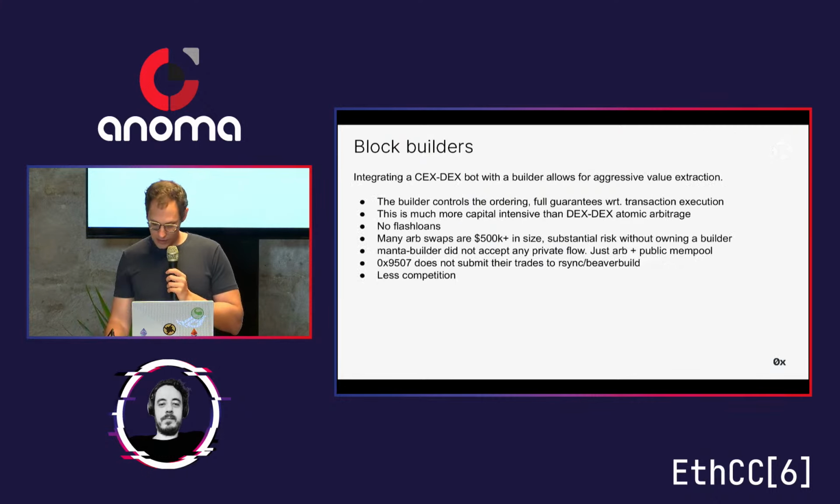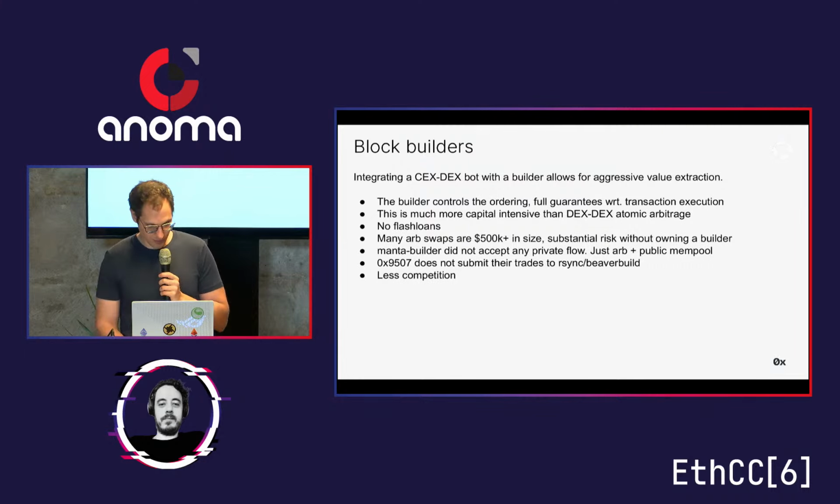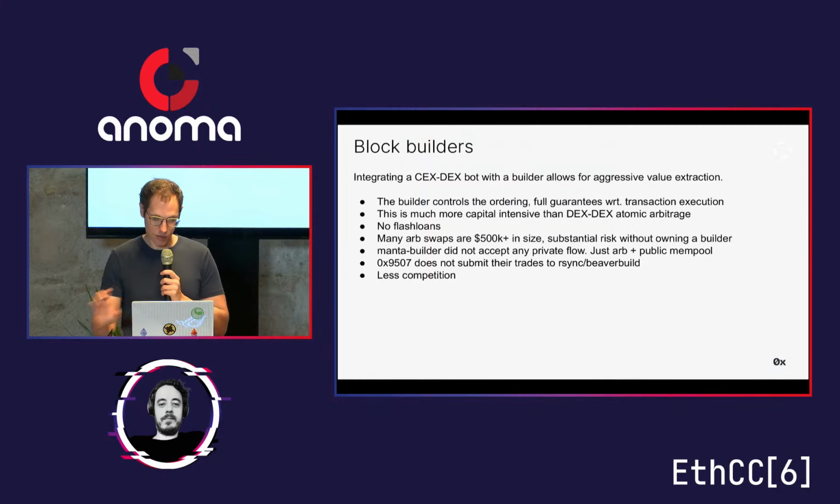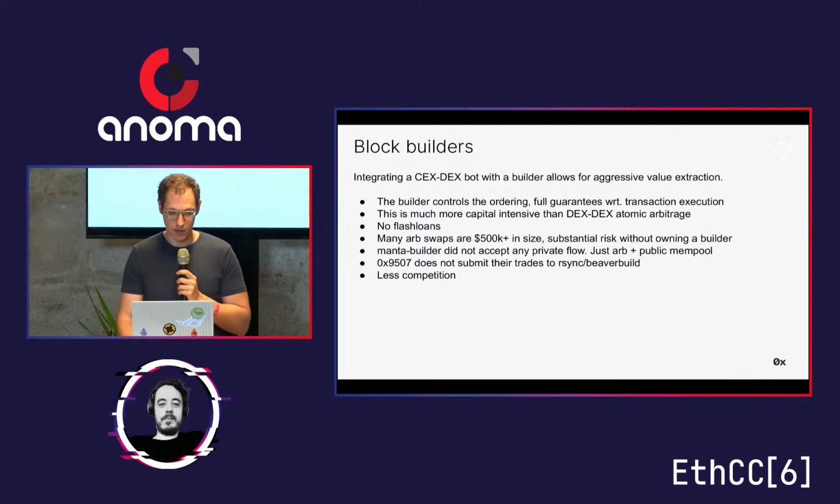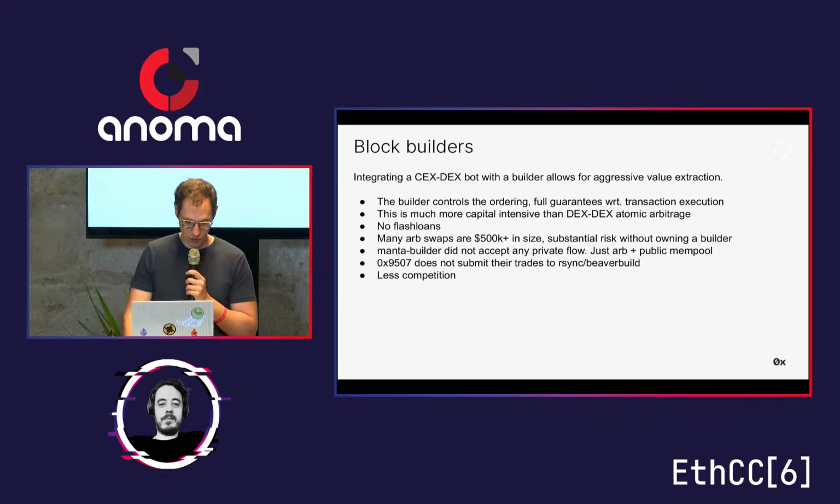And yeah, integrating centralized to decentralized arbitrage bot with a builder allows for a very aggressive value extraction, because the builder controls the ordering. They have full guarantees with respect to transaction execution. They know they will not get sandwiched, they will not get front run, they know they will be the first in the block. This is much more capital intensive than DEX to DEX atomic arbitrage, which can be done basically with no capital using flash swaps.